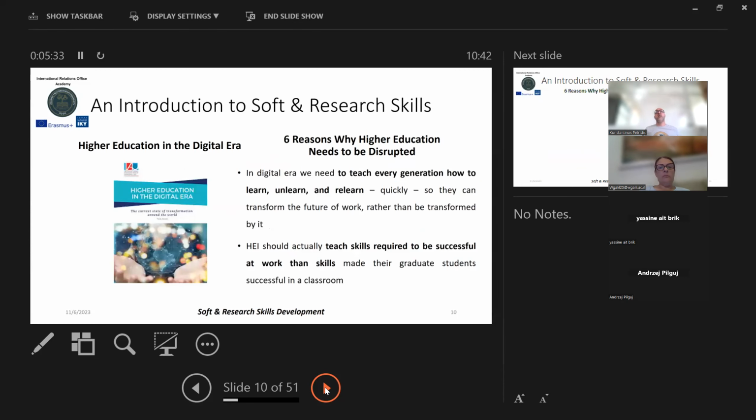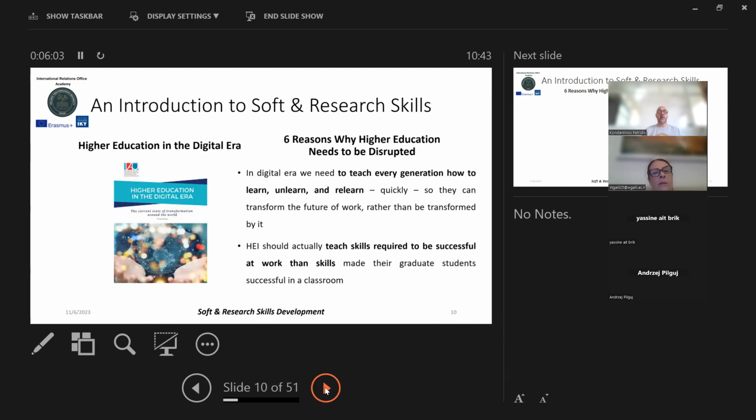So the universities should do a lot of things in order to promote this. They should teach a new generation how to learn, unlearn, and relearn, otherwise, how to upskill and reskill ourselves. And this demands particularly soft skills, openness, curiosity, as you will see later on. And we should teach the skills in order for our graduate students to be successful at their work.